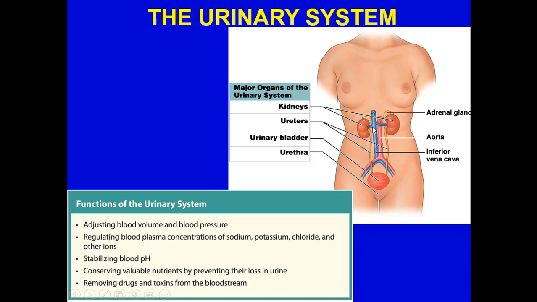As you can see here, we have the location of the kidneys. You have ample blood supply to the kidneys and leaving. Above the kidneys are the adrenal glands. And you will see that you have the ureters that deliver the processed urine into a storage site, a temporary site called the urinary bladder, and then it exits out the urethra.